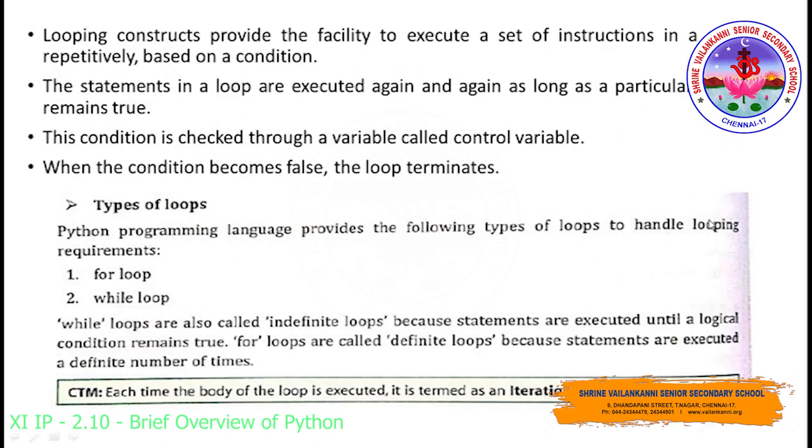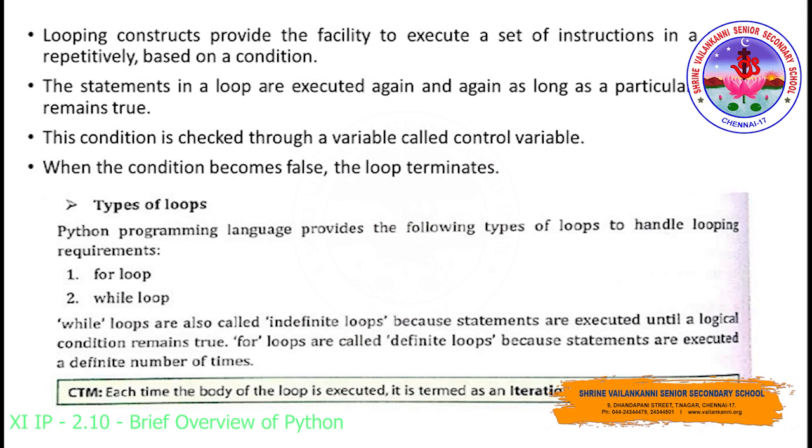When you look at looping constructs, first, they help you execute a set of instructions in a program repetitively based on a condition. Based on a condition only, the program statements get repeated again and again. The statements in a loop are executed again and again only while the condition is true, and once the condition becomes false, it comes out of the loop, and the statements following the loop will be executed. This is how the looping construct works.